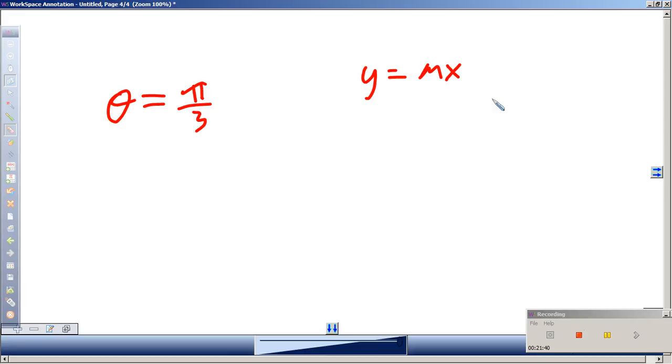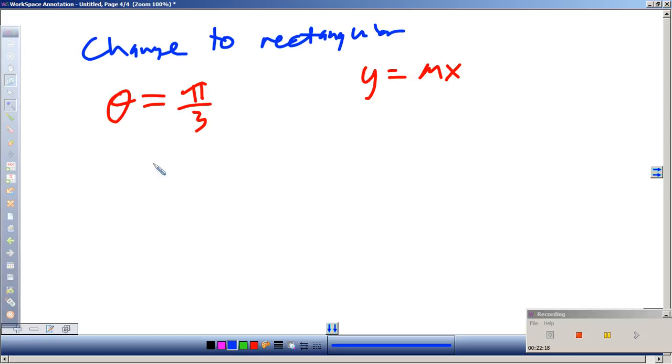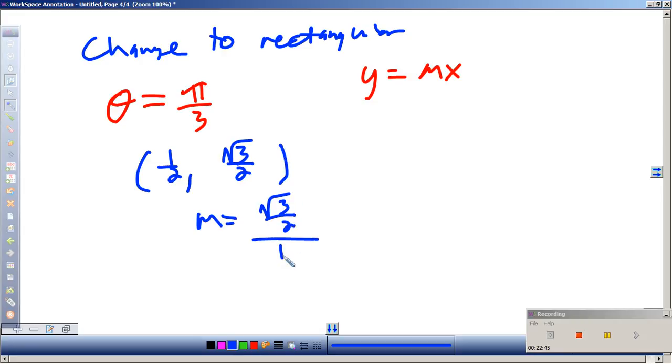So write the equation. If you're at pi third, what is x? Okay, change to rectangular. So the coordinates we have on the unit circle, pi third, would be what? 1/2, comma, root 3 over 2. So we need a line that goes through that and through 0, 0. Square root of 3 over 2 over 1/2, which is square root of 3. So our equation is y equals square root of 3 x.